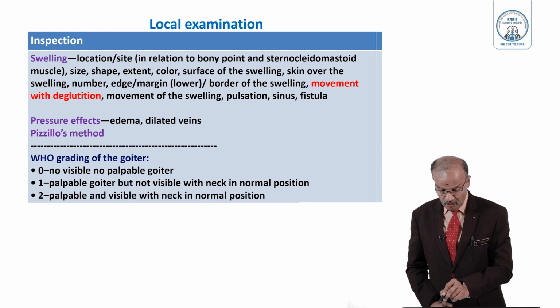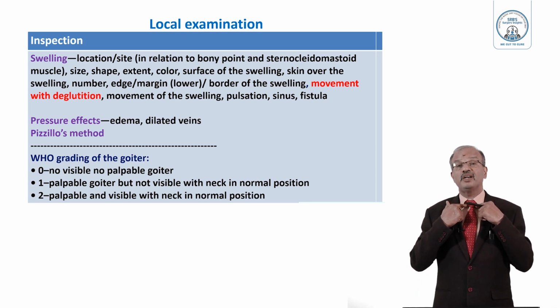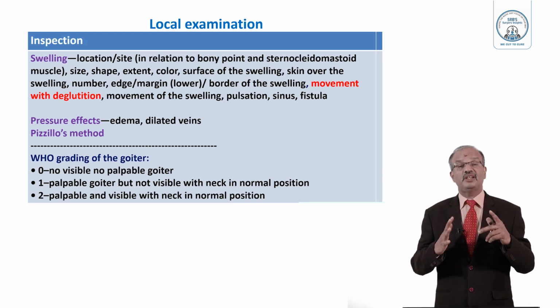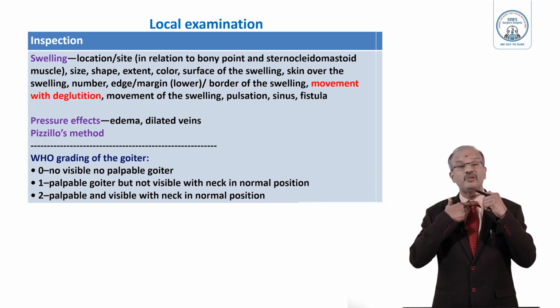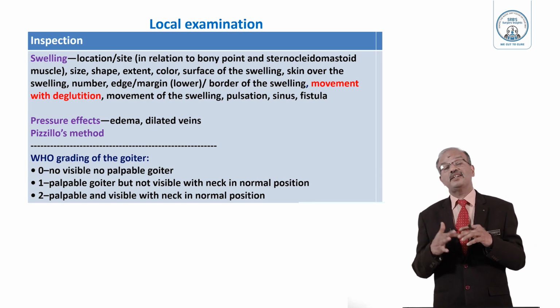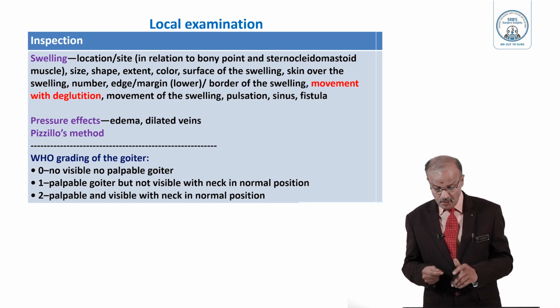Now what is most important, of course, is the edge and margin of the swelling. The lower border of the thyroid is very, very important. If the lower border is not visible, that means there is retrosternal extension. While you put the finger like this and ask the patient to swallow, you will be able to feel the lower border clearly. If you are not able to see the lower border clearly, then it may be extending retrosternally. That is in inspection, and palpation also you have to do.